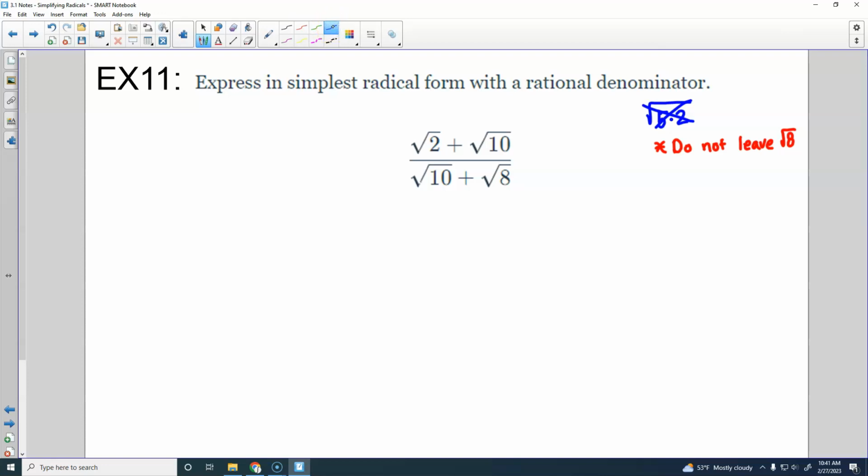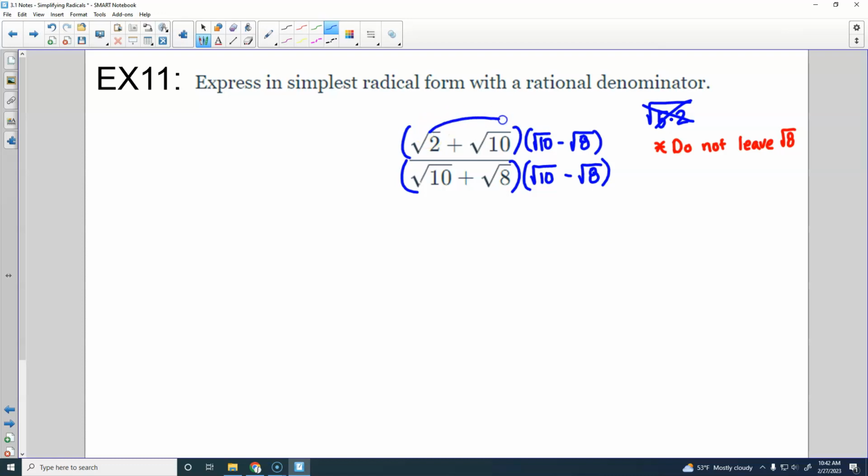So we're going to use the same strategy that we used on the other problems. We need to multiply by the conjugate. So that is going to be square root of 10 minus square root of 8. And we must also multiply by square root of 10 minus square root of 8 in the numerator. So this time we've got to distribute twice in the numerator and denominator.